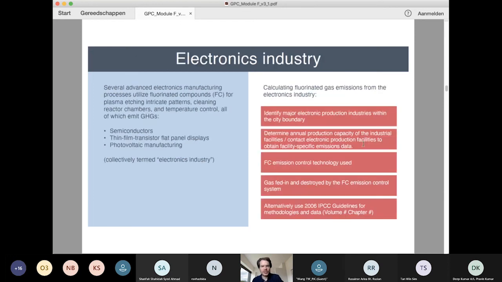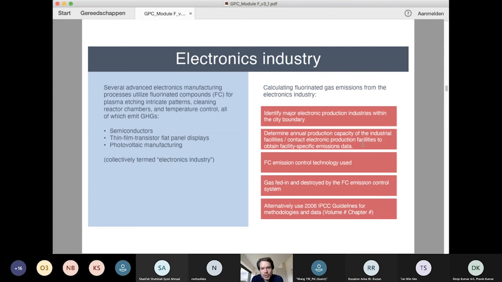Okay, moving on to the next subsector, the electronics industry. This covers several advanced electronics manufacturing processes which utilize fluorinated compounds for plasma etching intricate patterns and for cleaning reactor chambers, all of which release greenhouse gases, in the semiconductor industry, the thin film transistor flat panel display industry, and the photovoltaic manufacturing industry. So this is not at home. This is very much using products within the electronics industry.